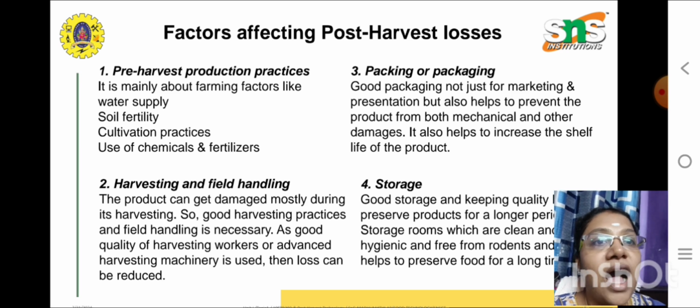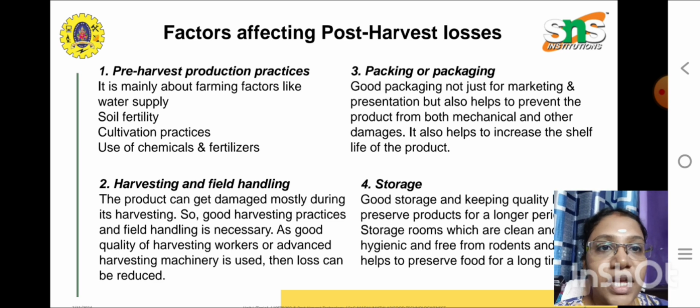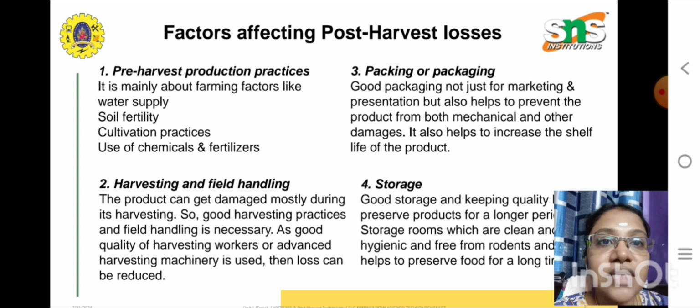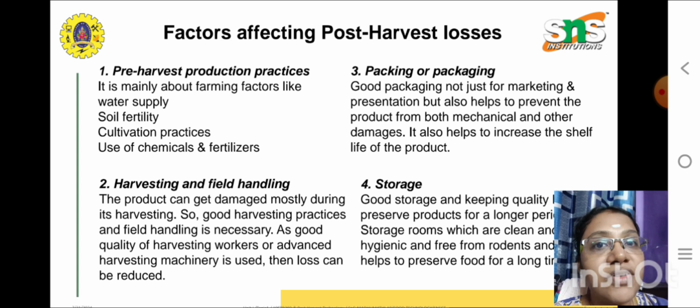The next is the harvesting and the field handling. After the crop is raised, next we go for harvesting and handling the crop and erecting it from the field. The product can get damaged mostly during its harvesting process only, because if proper methods or techniques are not adopted during the harvesting stage, the loss can occur. Due to that, we have to install proper harvesting machinery to harvest the particular crops.